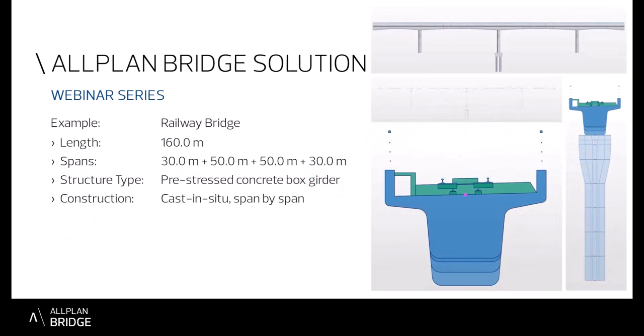In this first webinar from the series, we will show you how to model the railway bridge with a length of 160 meters and 4 spans. This bridge will be a pre-stressed concrete box girder, whose cross-section is shown on the right side of your screen. At the very top of the screen, you can see the geometrical model made in Alplan Bridge, and below it also an analytical model made in Alplan Bridge and derived directly from the geometrical model. This bridge will be built by using the span-by-span erection method as cast-in-situ.